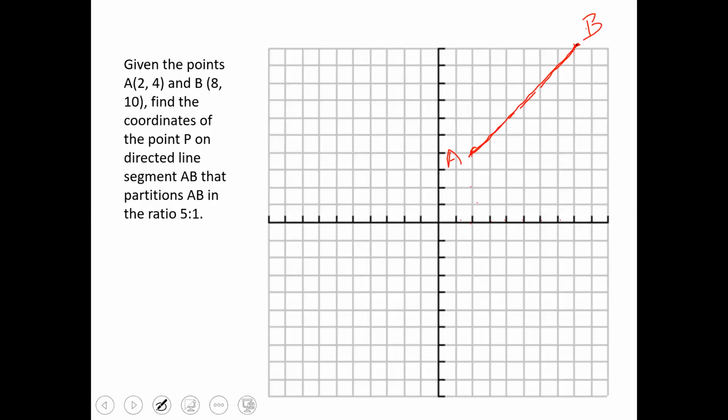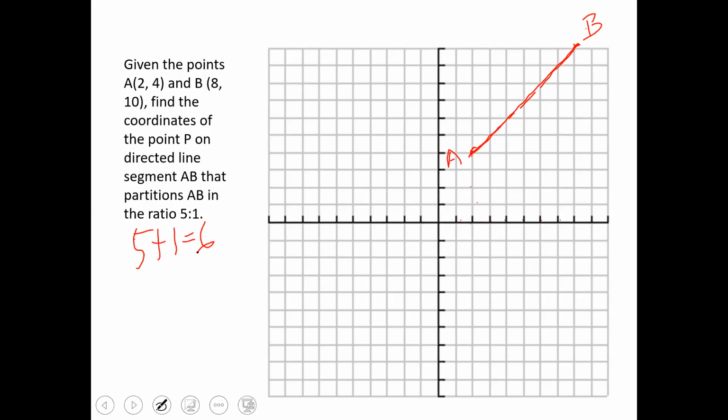All right. And then it says find the coordinates of the point P on the directed line segment AB that partitions AB in the ratio 5 to 1. So that's going to be 6 parts. 5 plus 1 is equal to 6. Okay. So we need to first find the slope.